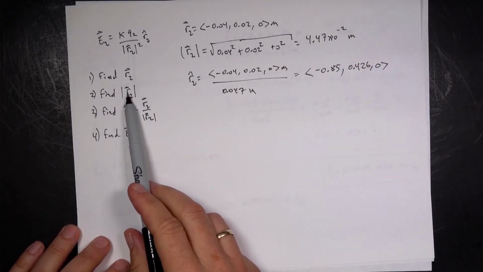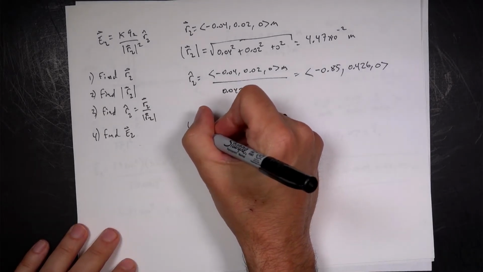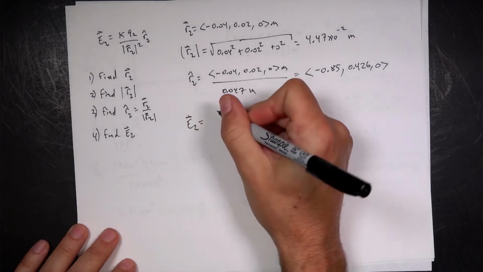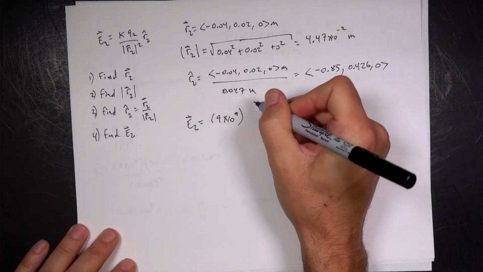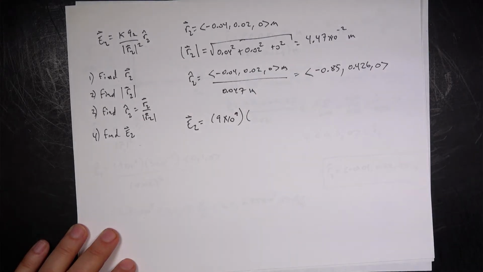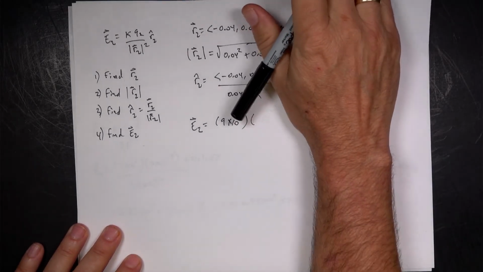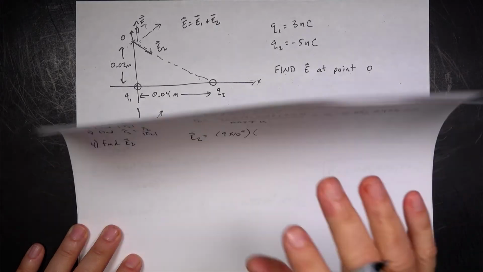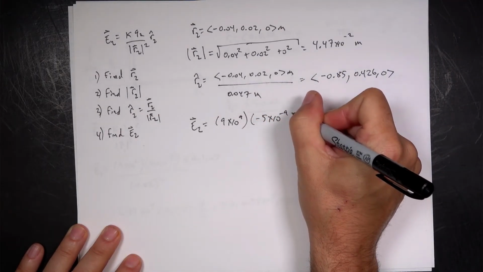So I found R, I found the magnitude of R, I found this. Now I can go ahead and plug in and find E2. So E2 is going to be K, which is 9 times 10 to the 9th, times Q, which is, notice that I didn't take into account the direction of the electric field due to the charge, because that's in the charge. The charge was negative 5 nanocoulombs. So negative 5 times 10 to the negative 9th coulombs.